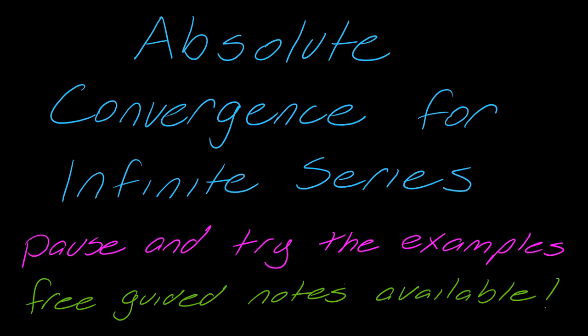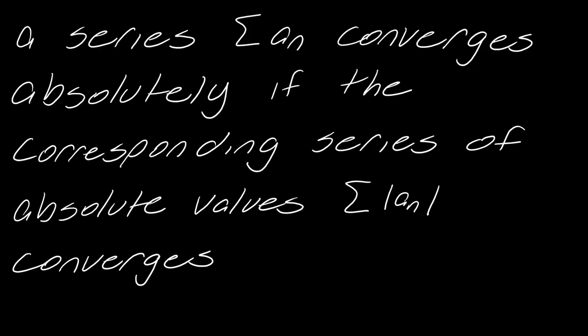So let's talk about absolute convergence for infinite series. First of all, let's just define this. A series a sub n converges absolutely if the corresponding series of absolute values, so if I take the series absolute value of a sub n, converges. So if this converges, then this converges absolutely. So it's pretty well named.